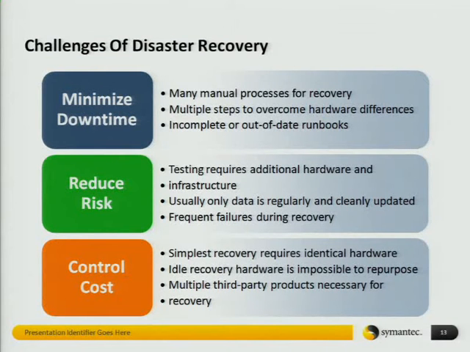So the next extension of HA is really DR, right? So now as we're looking at providing high availability for large environments, how do we provide disaster recovery for large environments? And in providing disaster recovery, there's a couple of things that you really have to make sure you're addressing. A number of challenges. Number one is obviously minimizing downtime. So what is my RTO, my recovery time objective? Also, what is my RPO? How much data can I lose?